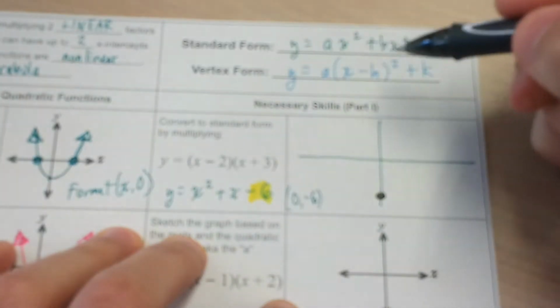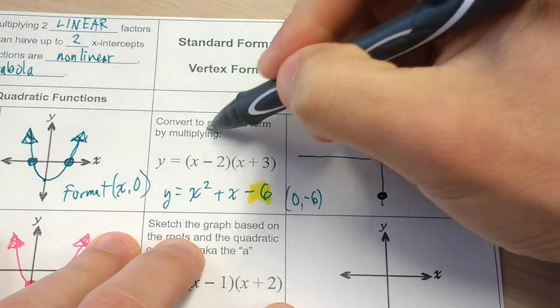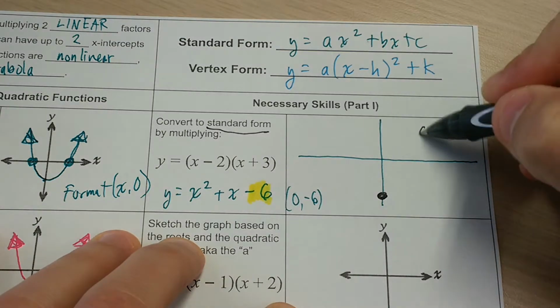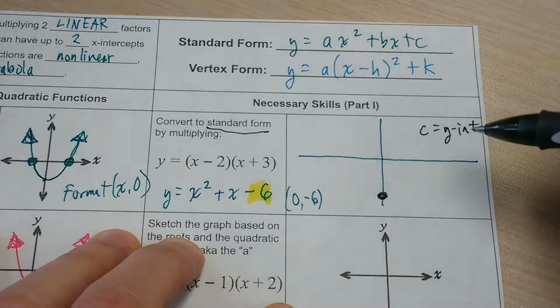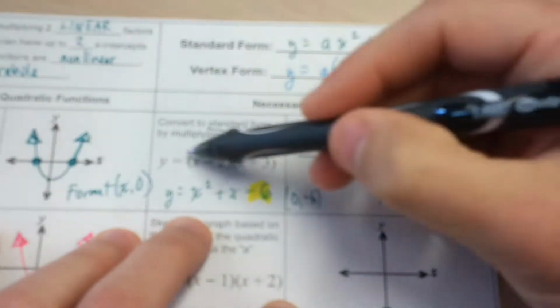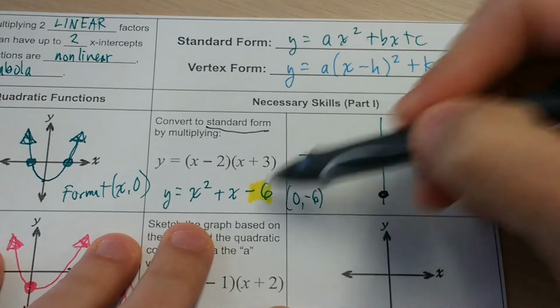So what did we have to do to reveal that to ourselves? We had to convert to standard form to show us. So the C is the y-intercept, if you will. You only get that from standard form. We can't just look at the numbers in the factored form and get that. We've got to get that from the standard form.